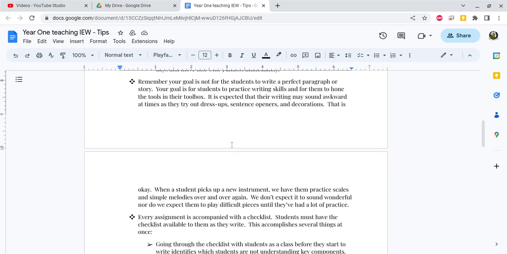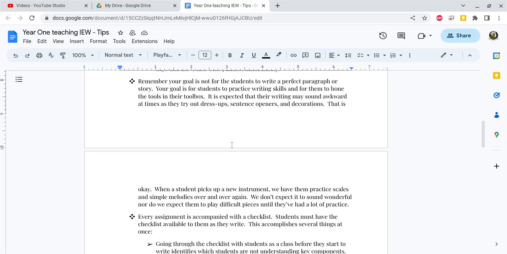I also encourage you to remember, as you are teaching IEW through all of your years, that the goal is not to create perfect writing assignments. The goal is to continue to give your students practice in improving their writing skills. We want them to have a toolbox full of all kinds of writing skills.